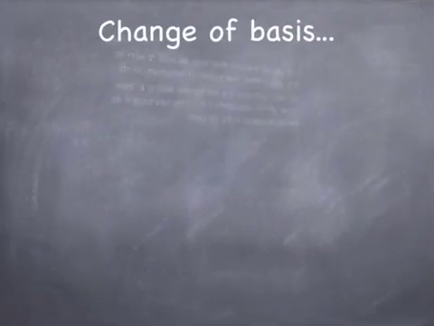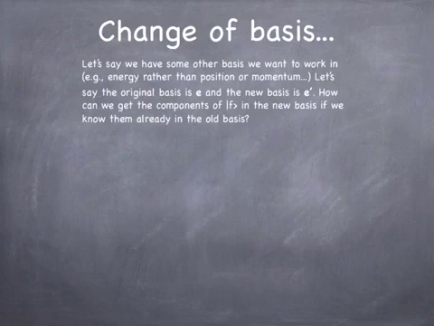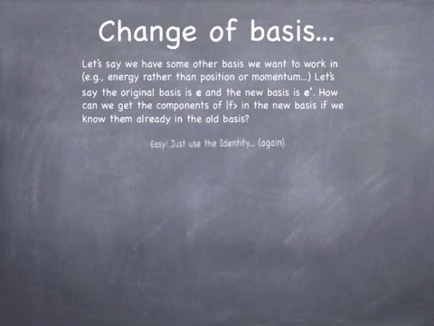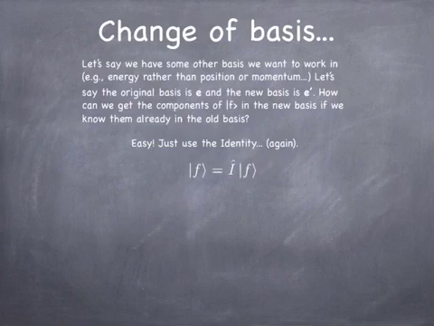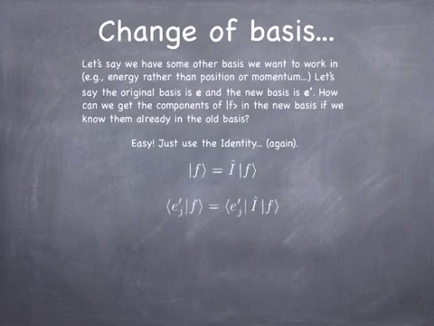Let's talk about changing a basis. Let's say we have some other basis. We have two sets of basis vectors, the e's and the e primes, and we want to know what the components of F are in the e prime basis, assuming we know what the components of F are in the e basis. Again, the plan is to use the identity. We just write down that F is the identity operator acting on F. But what is the identity operator? Let's write it out in terms of the e sub i's.